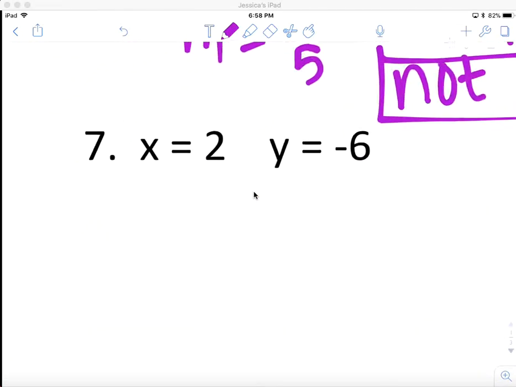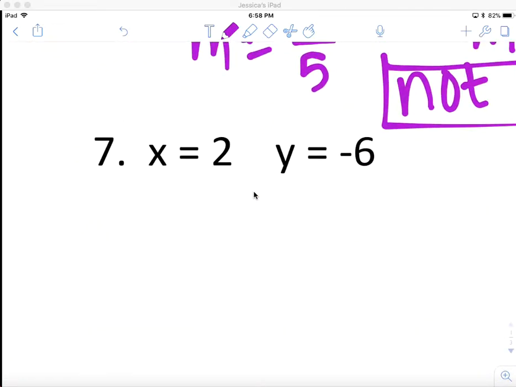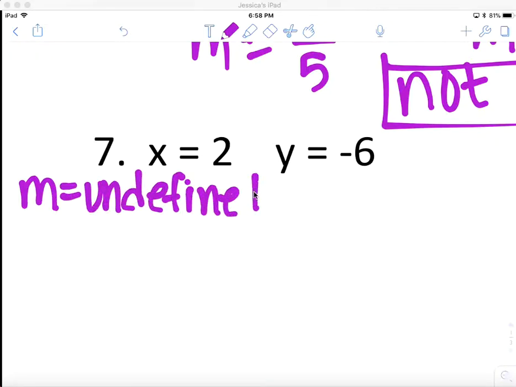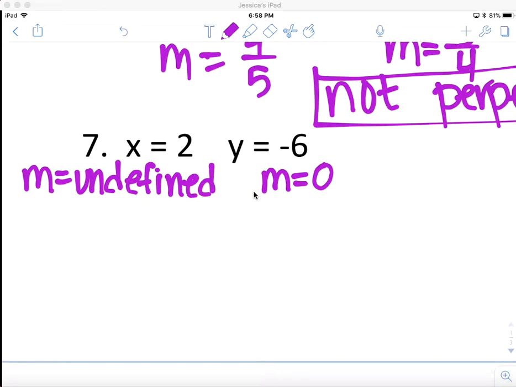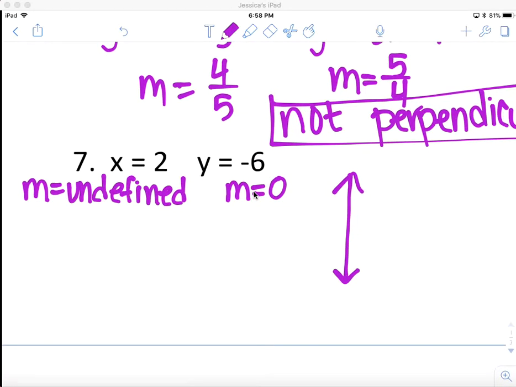Now, looking at number 7, I have x equals 2. That means I have a slope of undefined. And then I have y equals negative 6. That means I have a slope of 0. If you remember from our song, undefined, undefined, that's the slope of a vertical line. And horizontal is our hero. That's because the slope is 0.